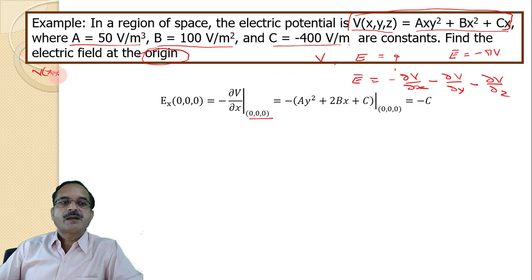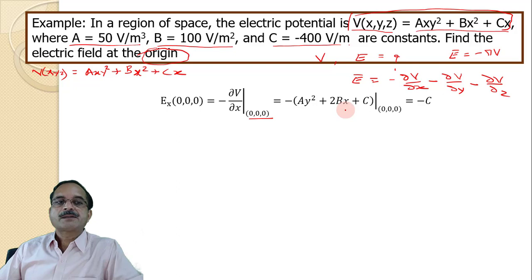V(x,y,z), that is given, this is ax y square plus bx square plus cx. So if I take derivative of this with respect to x, this gives me minus a y square plus twice bx plus c. Substituting x equal to 0, y equal to 0, z is not there, so this is minus c.